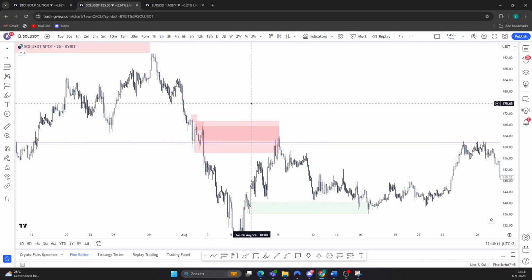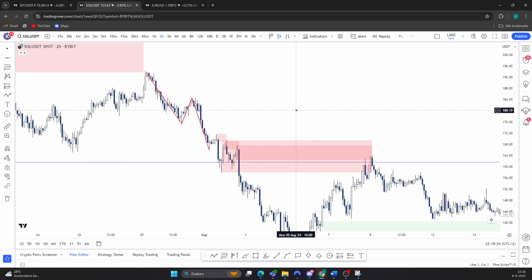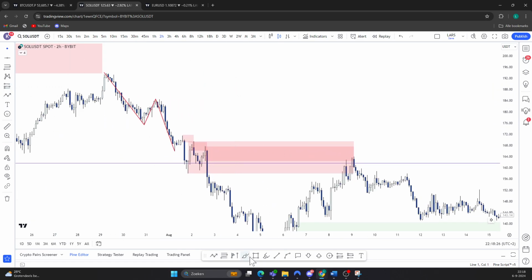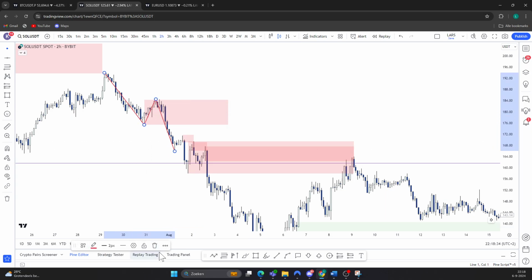Because right here, from that reaction, we were trending down very aggressively. We had a low, lower high, lower low. Now, using structure supply, can we draw this as our supply zone? Boom. Let's get rid of this.